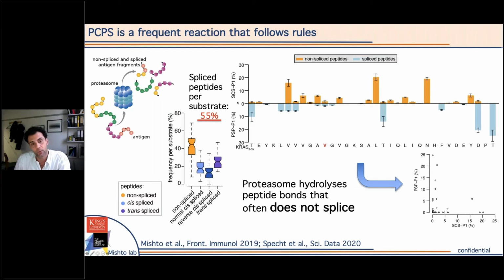It is also not a random process. We developed a method for the quantification of spliced and non-spliced peptides in these in vitro reactions that allowed us to quantify the frequency of cleavage of the proteasome, here in orange, and the frequency of splicing of the proteasome, in blue, in a given substrate. Here I just show you KRAS polypeptides. As you can see, peptide splicing does not occur everywhere, and there isn't a direct correlation between the usage of a given site for cleavage and splicing. This suggests that the two reactions are in competition with each other. Indeed, the same catalytic site of the proteasome catalyzes both reactions. Based on the sequence, this is our hypothesis, one product is released by peptide hydrolysis, and another one is released by peptide splicing.